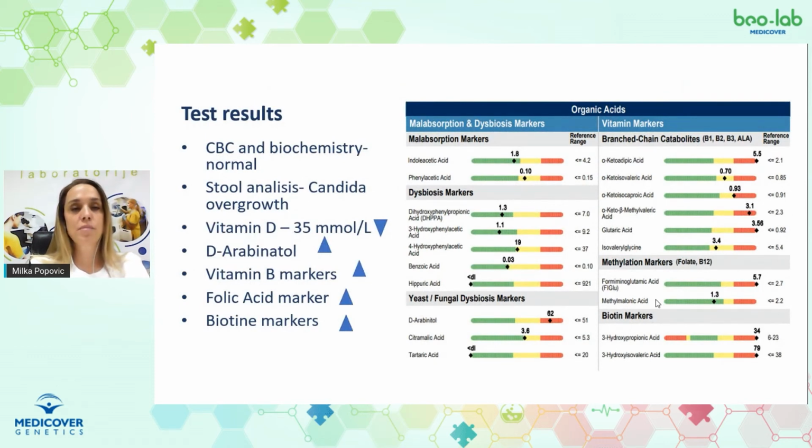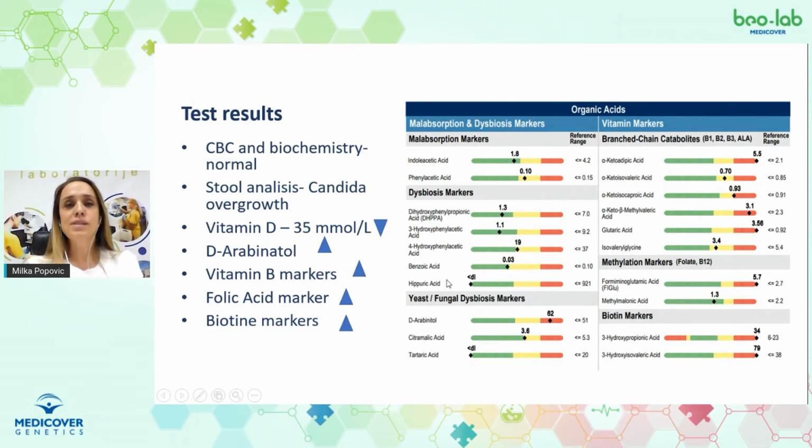The CBC and biochemistry were normal. Stool analysis was okay. So we actually see everything normal. The vitamin D was 35 nanomoles per liter, and then we finally did additional tests where we saw that candida was present. And now let's take a look at the test of the organic acids.